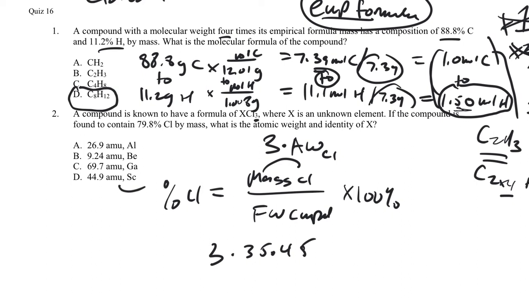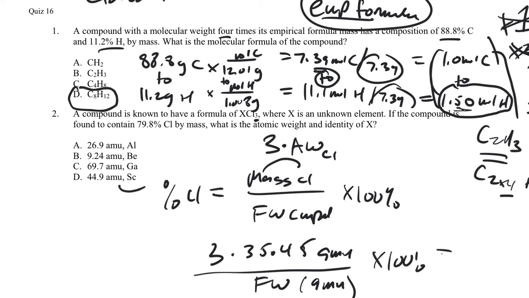It doesn't matter at all. I'm going to use AMU, because then for our formula weight, we're just thinking about this value in units of AMU, coming from adding up the atomic weights of whatever X works out to be and the 3 chlorines. So 3 times the atomic weight of chlorine divided by whatever the formula weight of this compound is, times 100%, has to be equal to that 79.8% value, because this 79.8% is the percent chlorine in the sample.